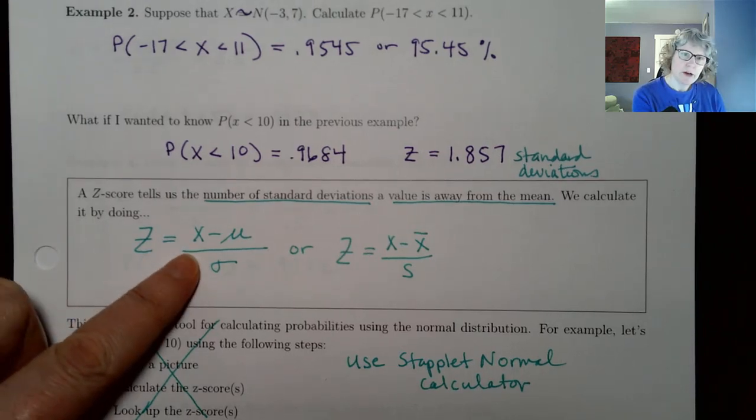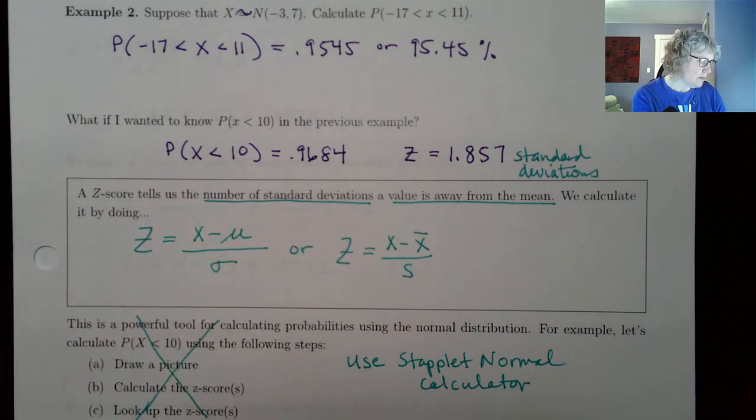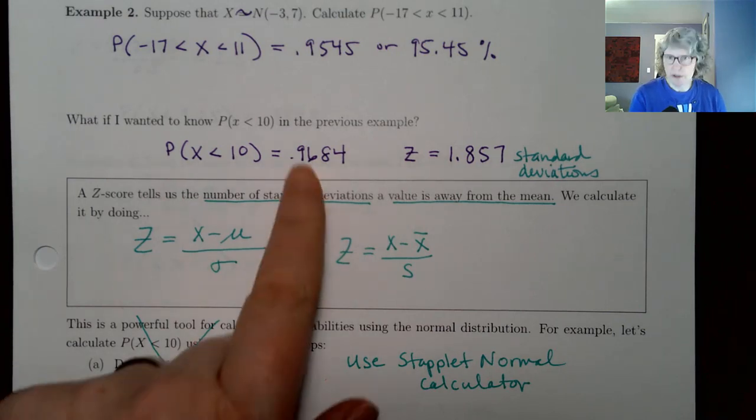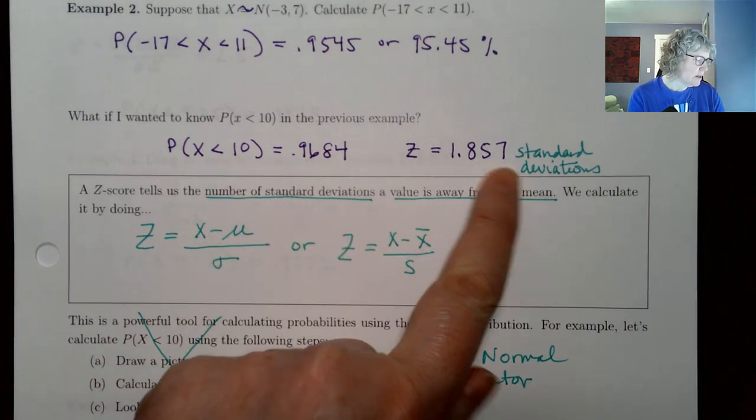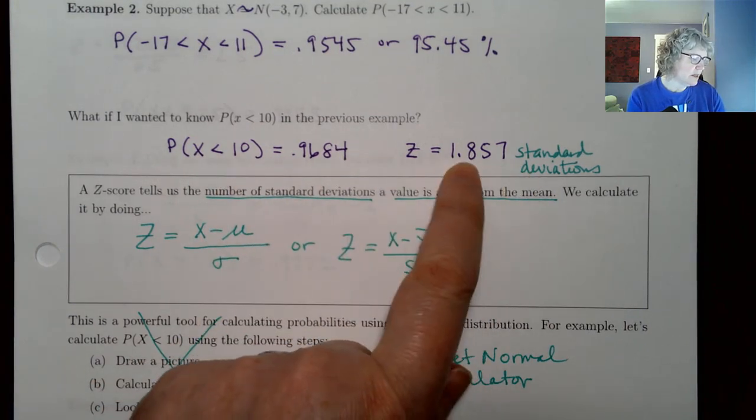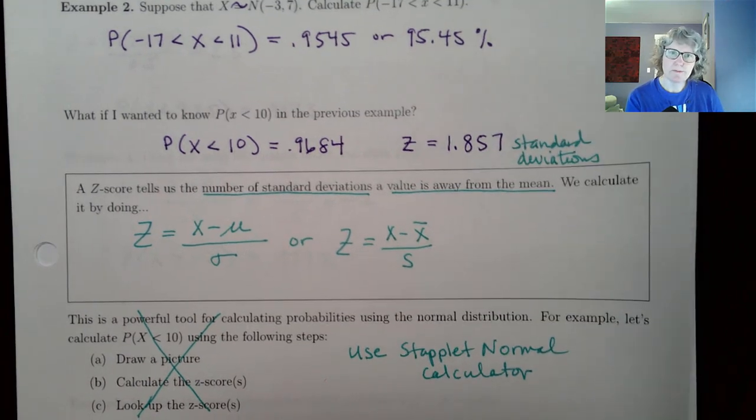So we practiced how to find a z-score. You take the value minus the mean, divide by the standard deviation, and that tells you how many standard deviations away from the mean you are. So for example, with this number, 10 is 1.857 standard deviations above the mean because it's positive.